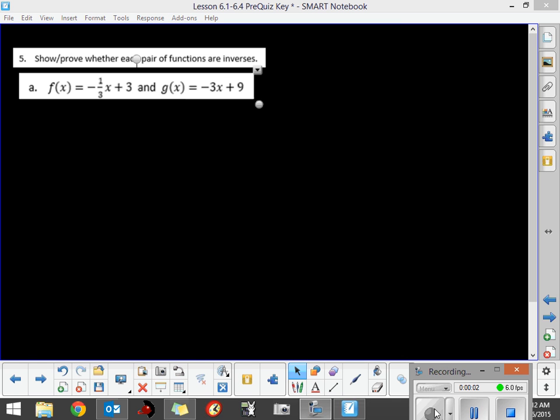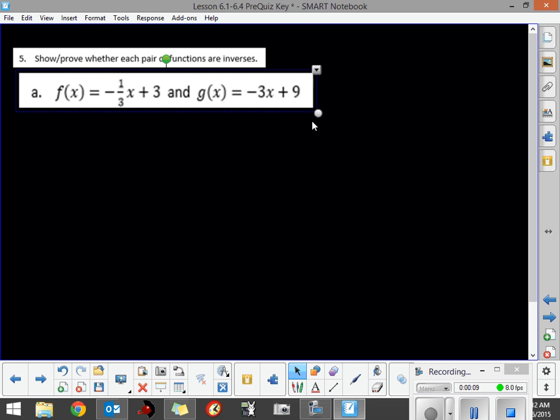The directions say to show and prove whether each pair of functions are inverses. Now this is different than the previous ones where I said find the inverse functions. This one says show and prove whether they are inverses. And this had a different set of directions.